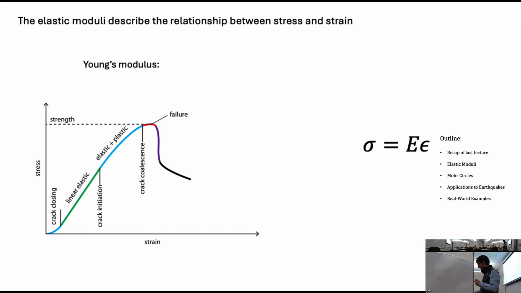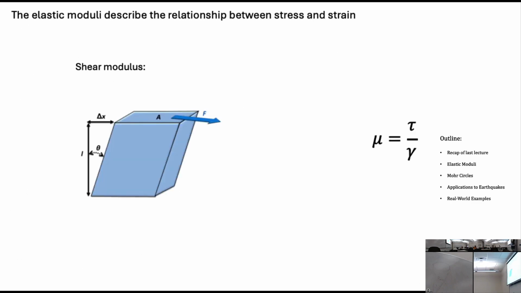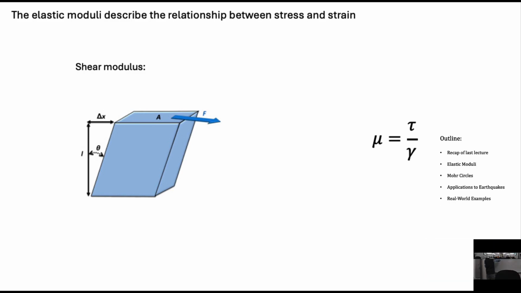The next elastic modulus we'll talk about is the shear modulus. The shear modulus is how resistant the rock is to shearing. We didn't talk about this last time. Last time we talked about strain, and we said that if we have a rod with length L and we deform it to length delta L, the strain is equal to delta L over L, right?